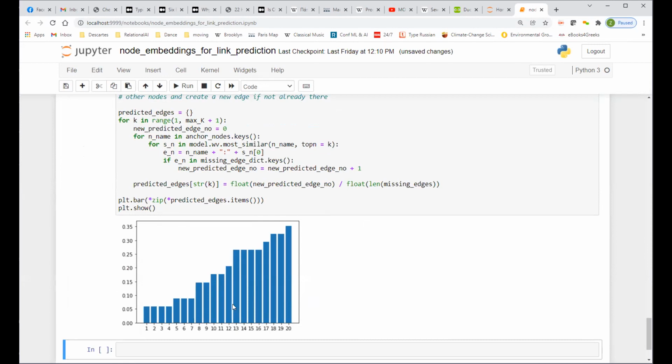And what I show here is that depending on what this n is, how many edges we keep, I measure the accuracy. Here you see that if I only take one edge, I have 5% accuracy. If I use the top k edges, the most probable edges, I go up to 35% accuracy. And that basically concludes the example.